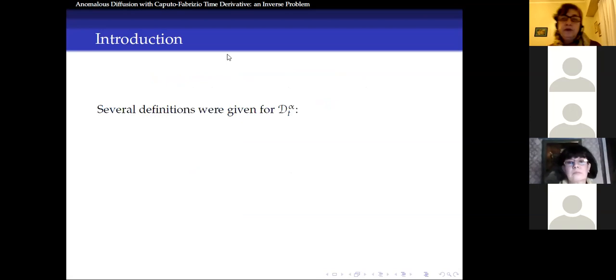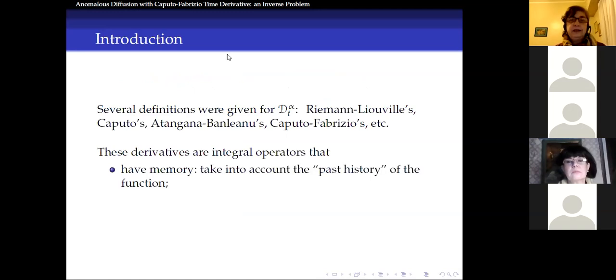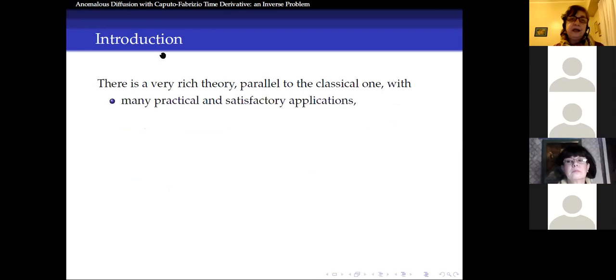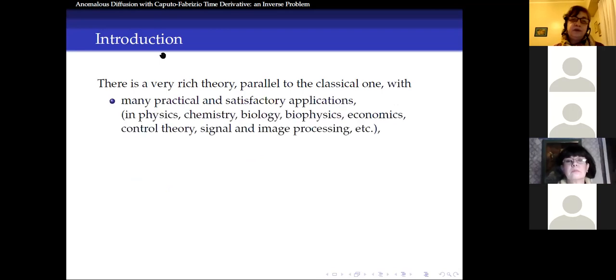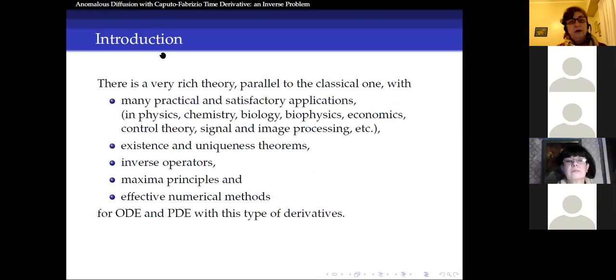We have several definitions for the fractional derivative: Riemann-Liouville's, Caputo's, Atangana-Baleanu's, Caputo-Fabrizio's. These derivatives are all integral operators that have a sort of memory that takes into account the past history of the function. The kernels have different regularity properties. About these derivatives, there is a very rich theory parallel to the classical one. We have many practical and satisfactory applications in physics, chemistry, biology, etc. Existence and uniqueness theorems, inverse operators, maximal principles, and effective numerical methods, both for ODEs and PDEs with this type of derivatives. We will consider the Caputo-Fabrizio fractional derivative.